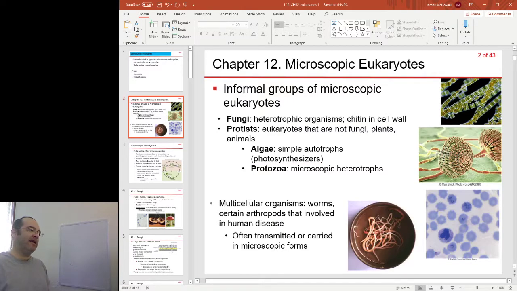So looking at slide 2, you can see that we have various things that are eukaryotes that we could include in microorganisms, i.e. organisms that are very small, that we can see through a microscope. So the first thing is, think back to our domains. We have our bacteria, we have our archaea, and we have our eukaryotes.